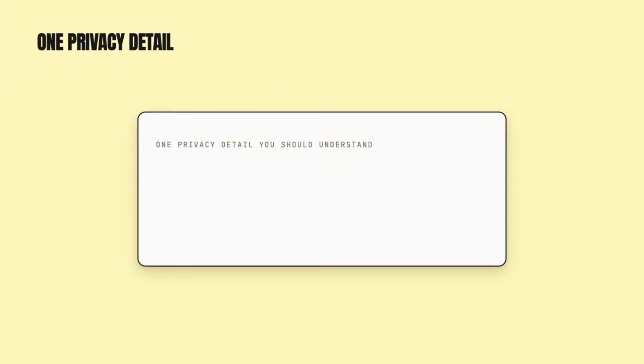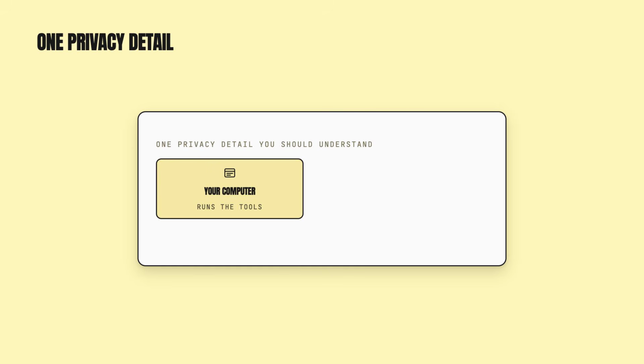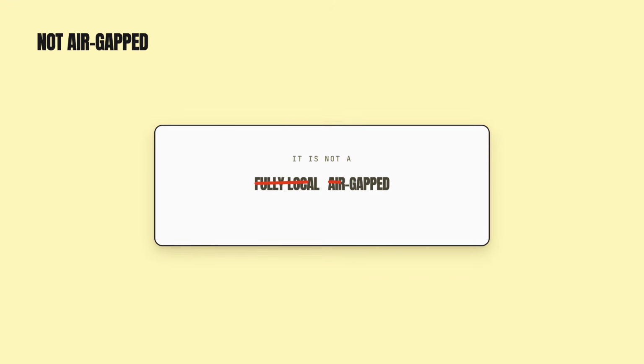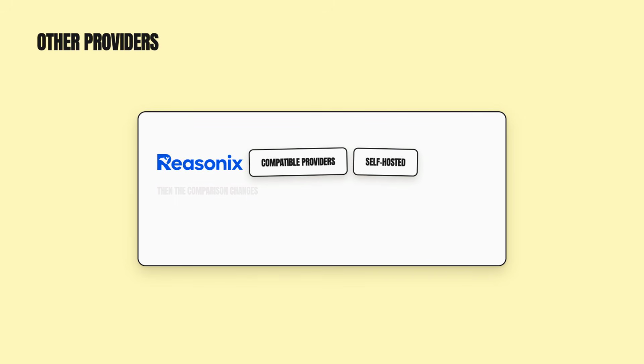There is also one privacy detail you should understand. Reasonix runs the tools on your computer. But when you use the DeepSeek API, the code and context needed for the task are still sent to DeepSeek. It is not a fully local or air-gapped setup. Reasonix can connect to compatible or self-hosted providers, but then the speed, quality, and cost comparison changes.